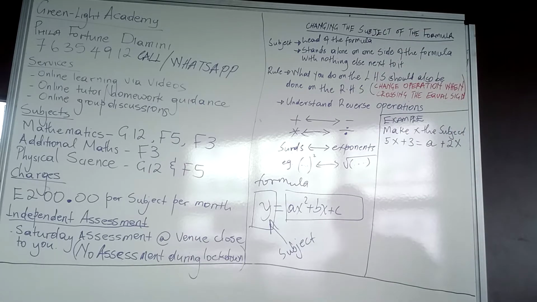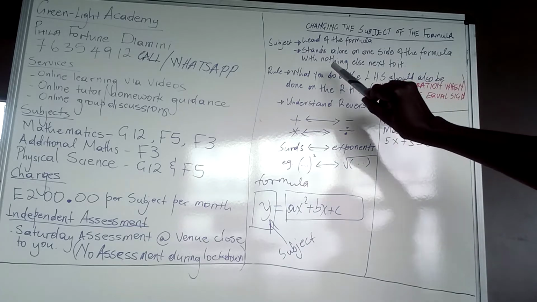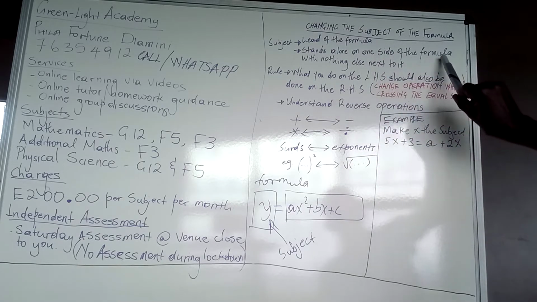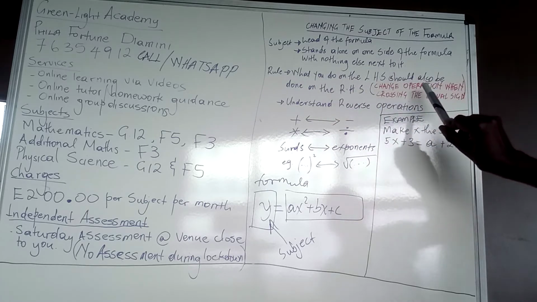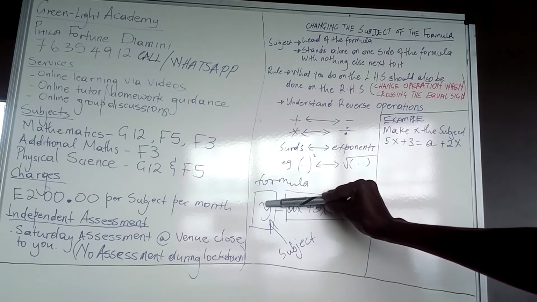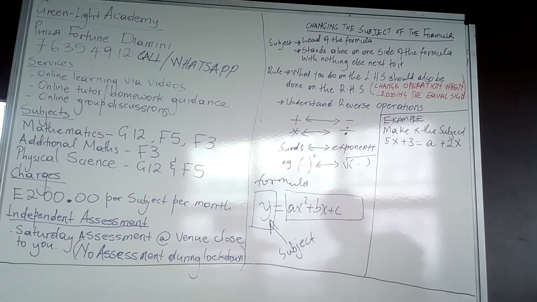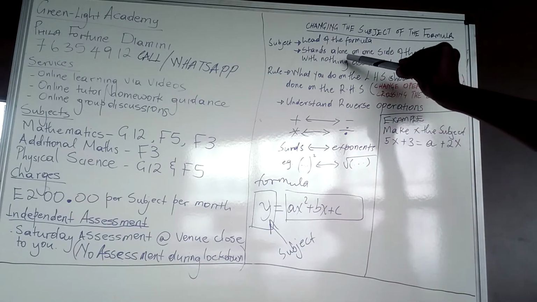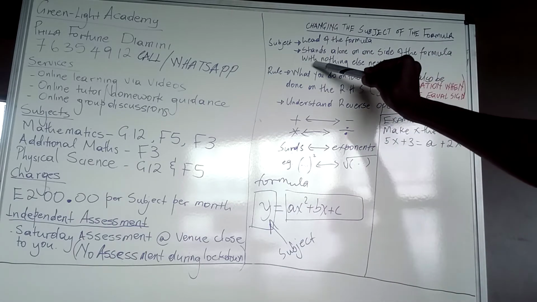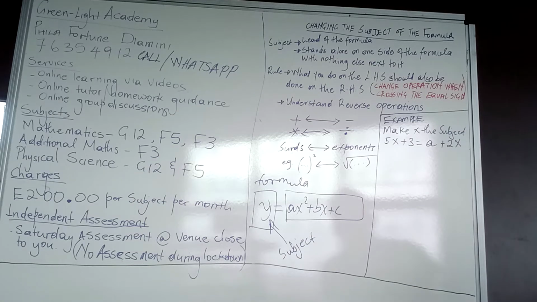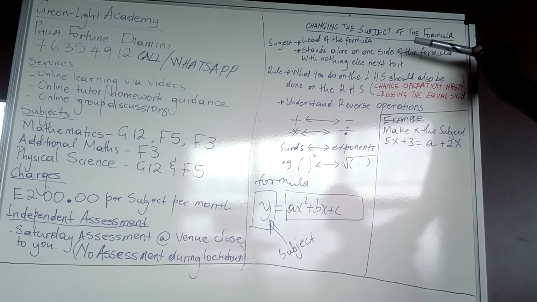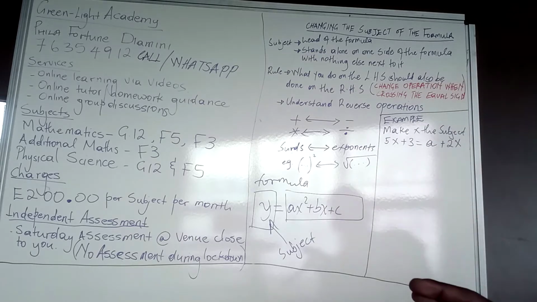Or alternatively, you can understand it by saying it should stand alone on one side of the formula with nothing else next to it. It has to be y and only y. Not 2y, not y over 2, not xy, nothing. Y only. So it has to stand alone on one side of the formula with nothing next to it. Then when it is like that, it means it is the subject of the formula. So the subject of the formula is about it standing alone on one side of the equation. It can be the left-hand side, it can be the right-hand side, but it has to stand alone.